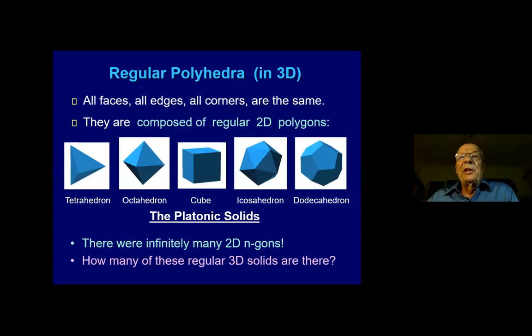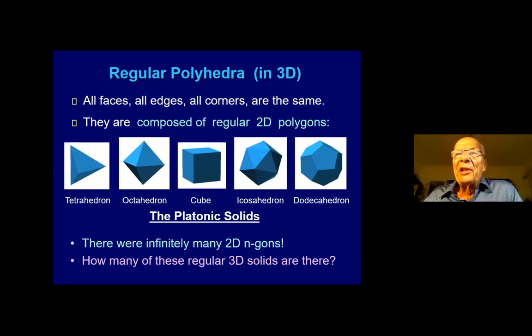Now we go to 3 dimensions. To make a polyhedron regular, all the vertices, edges, and all the faces must be the same. And this means that the surface of these polyhedra are made of the 2D regular polygon tiles that you've seen in the last slide. Here are 5 regular polyhedra known as the Platonic solids.